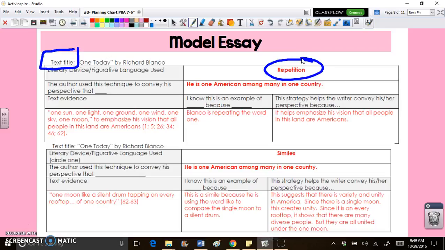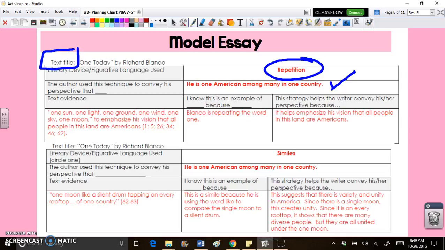You're then going to talk about how the author used this technique to convey their perspective. So here you really want to put what their perspective is. How does Richard Blanco feel about America and being an American? So he is one American among many in one country. He thinks that he's just one single voice, but that there are many, many voices in the country of America.